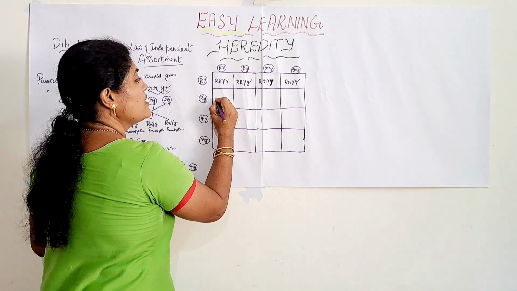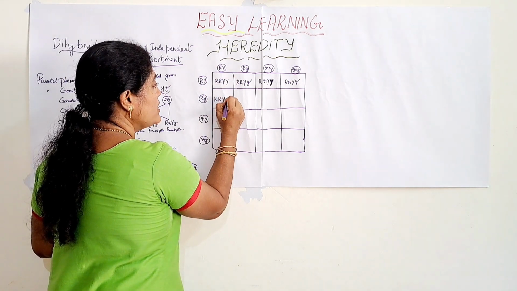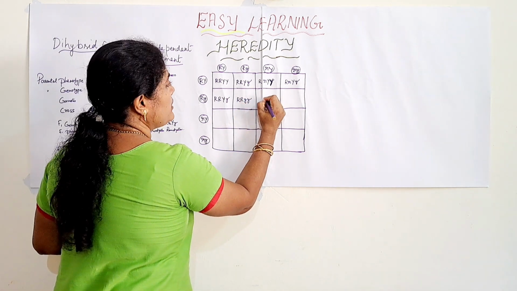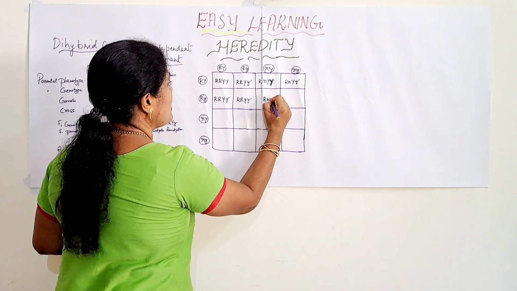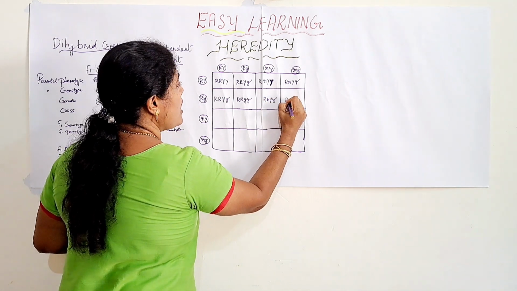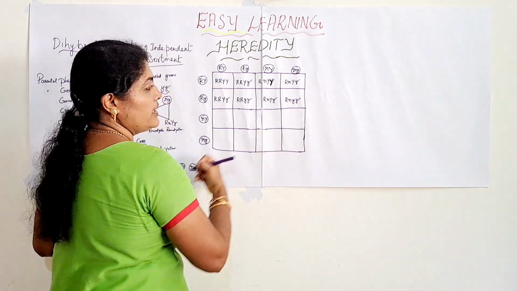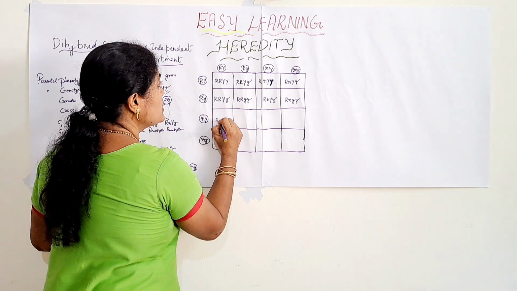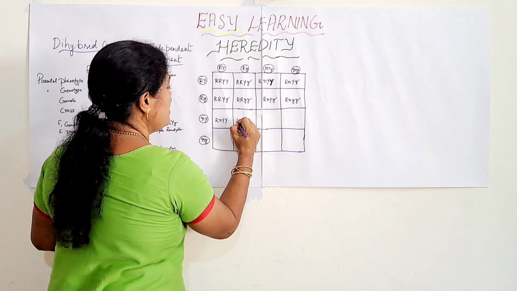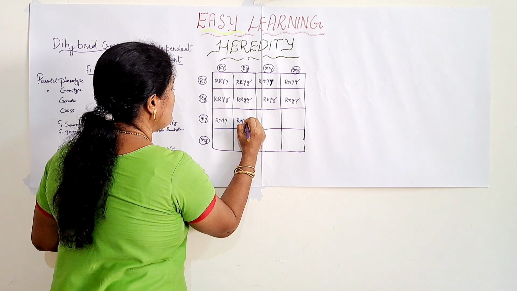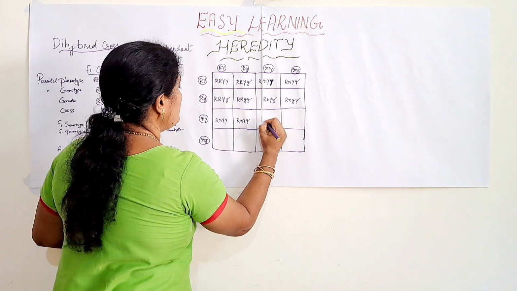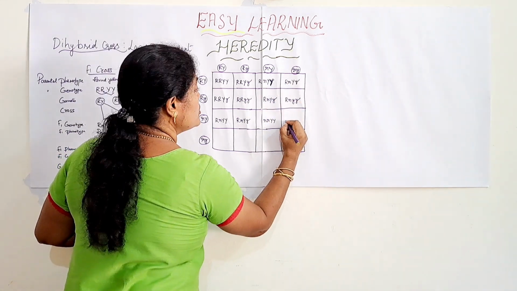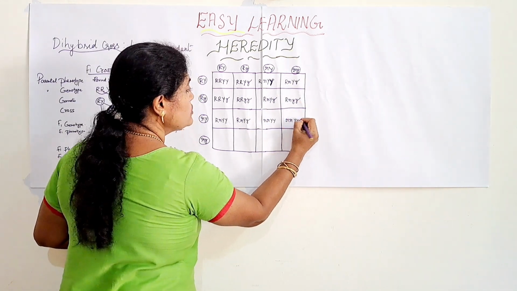Next again with the second. This with this, capital R, capital Y, small y. Capital R, small y, small y. Capital R, small r, capital Y, small y. Capital R, small y, small y. Next, the third line. This with this. Capital R, small r, capital Y, capital Y. Capital R, small r, capital Y, small y. Small r, capital Y, and small r, capital Y, small y.